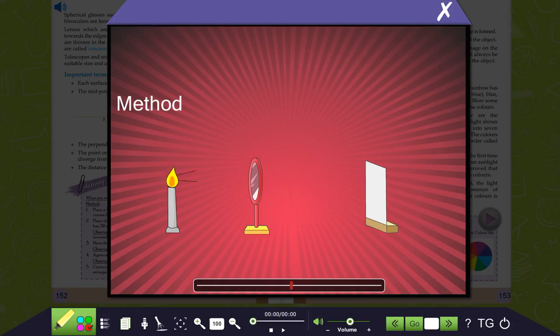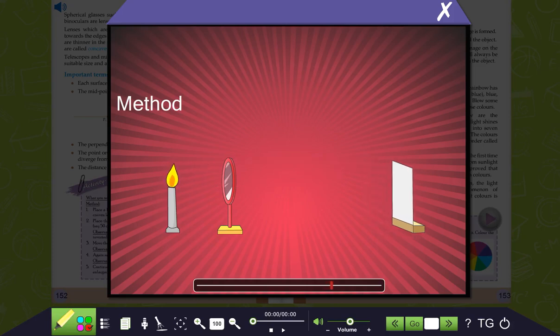Observation. At one position of the screen, an inverted image of the candle flame forms on it. 3. Move the lens towards the candle, say 10 cm. Observation. The image disappears from the screen. 4. Again move the screen back to get an image. Observation. The size of the image obtained increases.